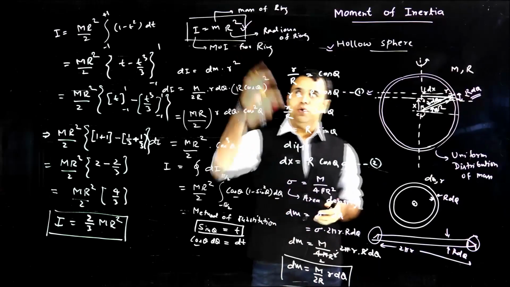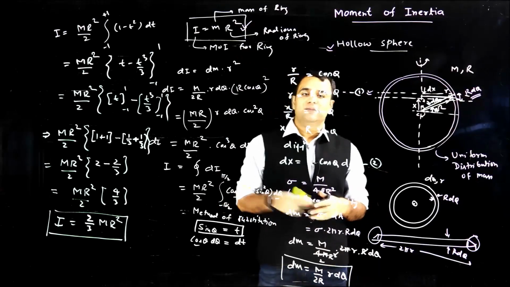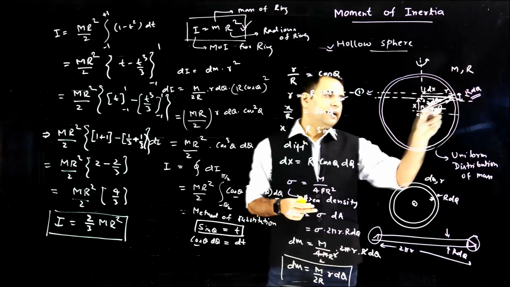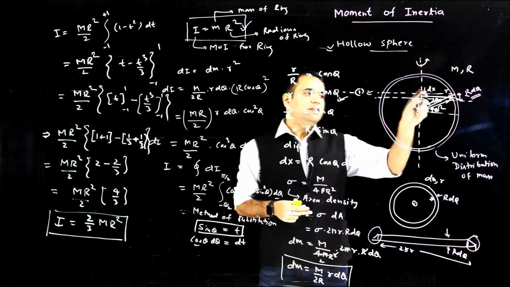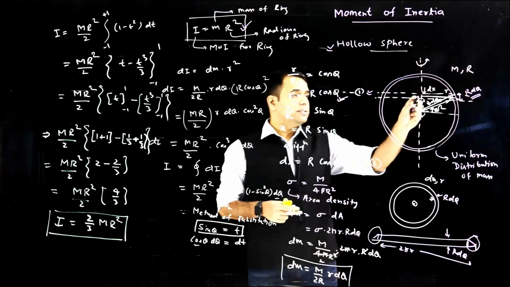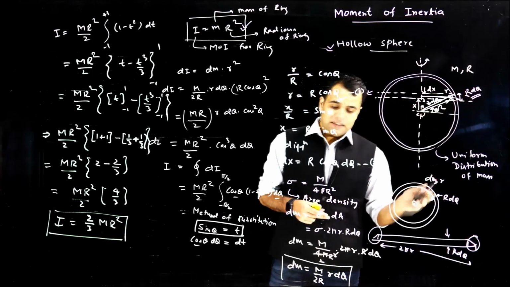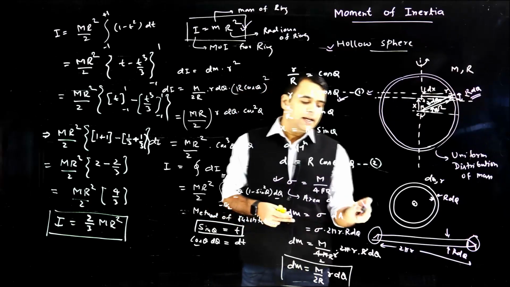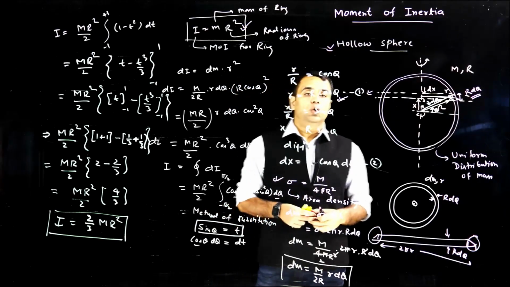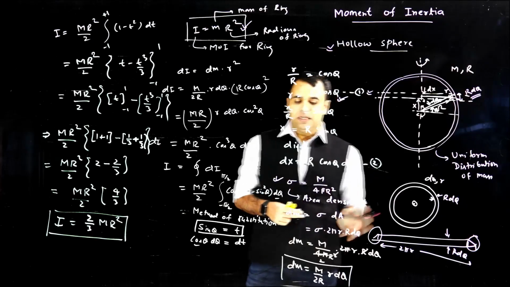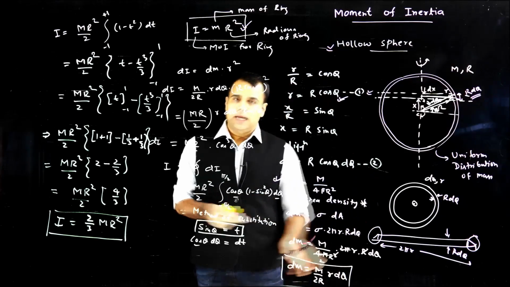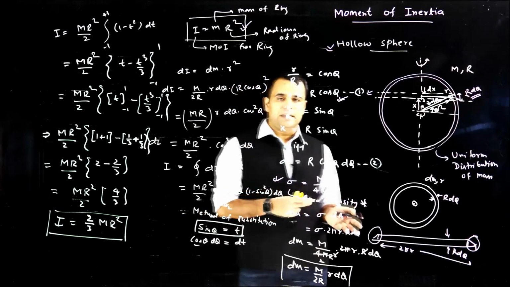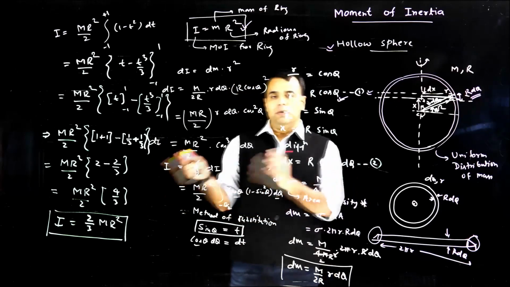If I want to use the formula, I need the mass of the element as well as the radius of the element. The radius of this ring we calculated from this triangle. And the mass we calculated using the areal density. Here we assume that the areal density for this hollow sphere is uniform everywhere. That was the assumption. If it is not, the whole calculation will change, meaning the calculation will remain the same, but the values will change. Wherever we are putting sigma, we will put the variable value of sigma.